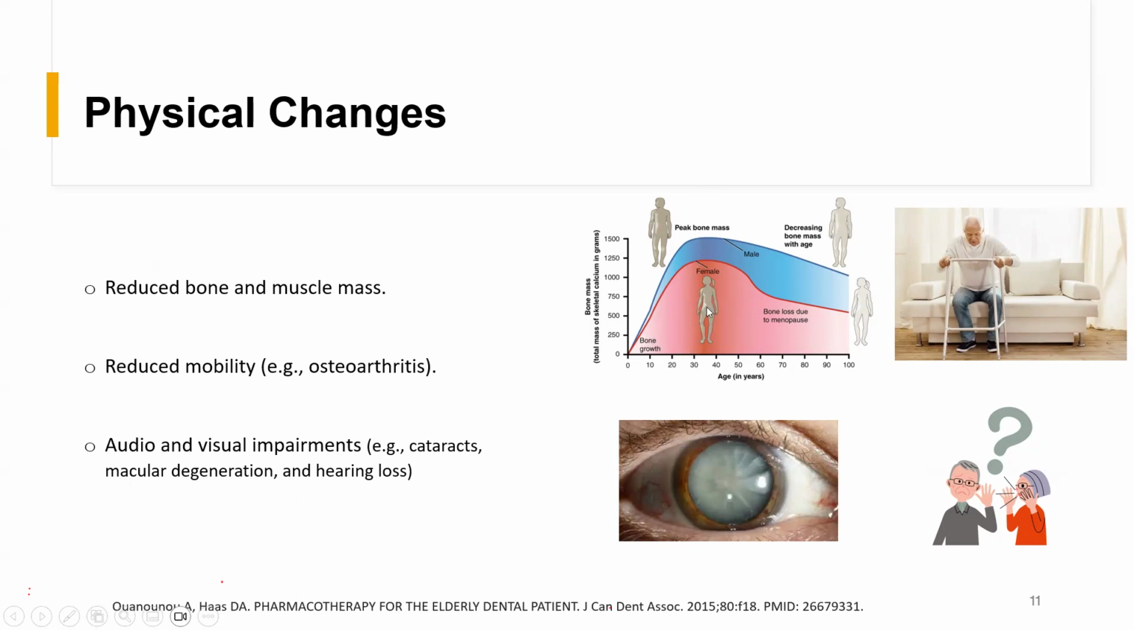They reach a threshold, then they start to decline. Also, physical changes include reduced mobility, such as in cases of osteoarthritis, and audio and visual impairments, such as cataracts, macular degeneration, and hearing loss, that can complicate communication, patient education, and oral health care. So the physical changes, in conclusion, include reduced bone and muscle mass, reduced mobility, and audio and visual impairments, which will affect the patient's ability to communicate and be educated.